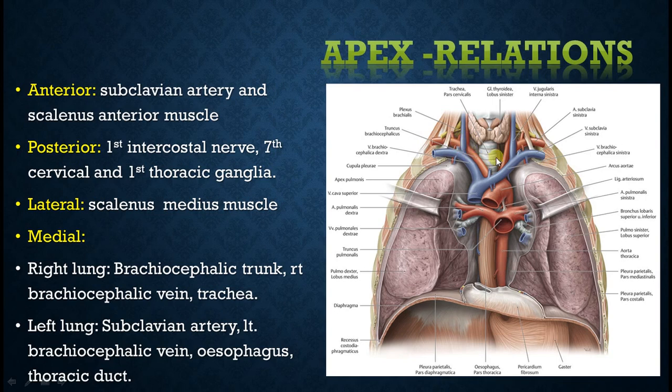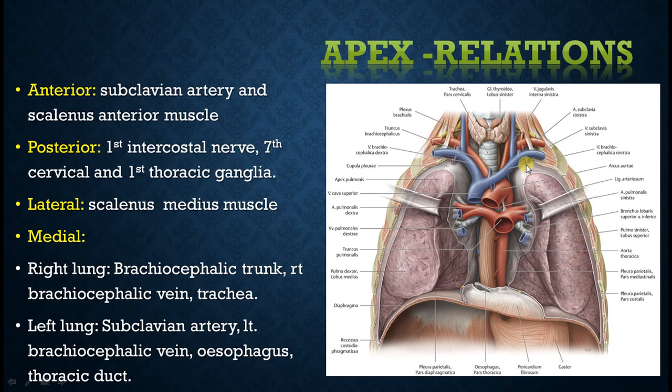If the subclavian artery on the left side is blocked, then naturally there are decreased pulsations at the wrist. What happens is, you won't be able to feel the pulsations in the radial artery because the main artery, the subclavian artery itself, is blocked. So these are all vascular symptoms.